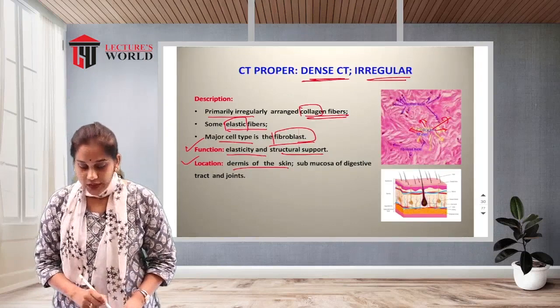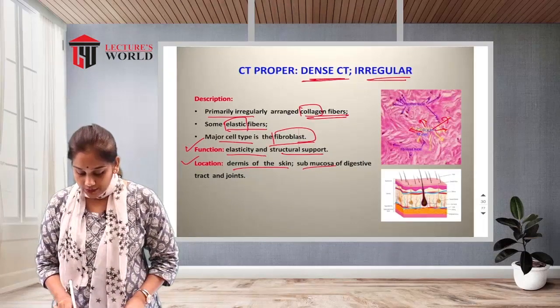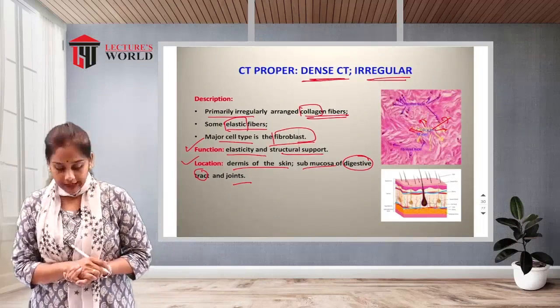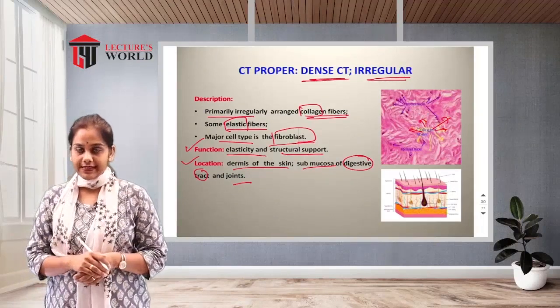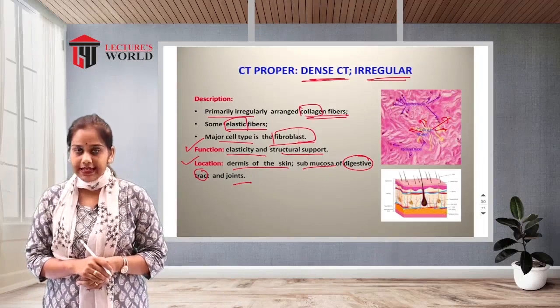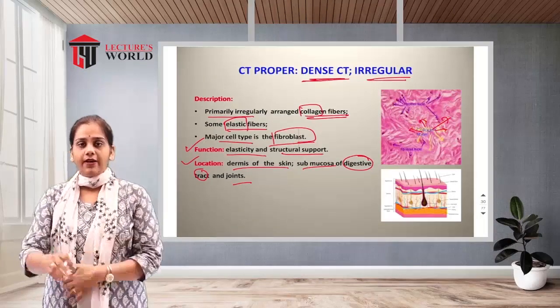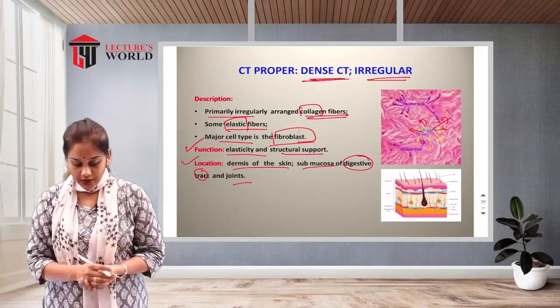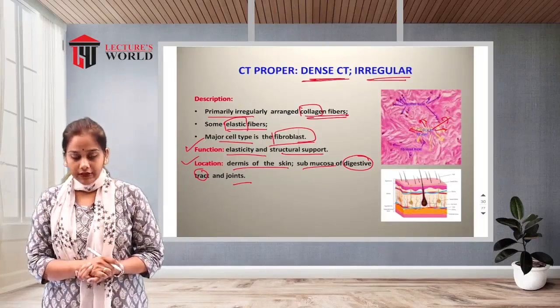Location: the dermis of the skin, the submucosa of the digestive tract, and the joints. So where is it located? Mostly in the dermis layer of the skin, and the submucosa. After the mucosa, there is a submucosa in the GI tract. So this is the dense connective tissue.